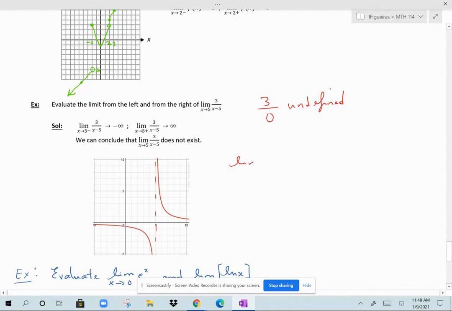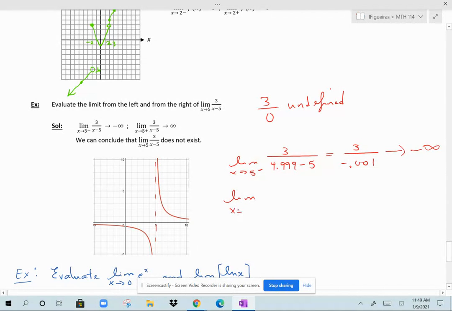If I'm on the left side of 5, I'm going to pick a number to the left of 5 that's very close to 5, 4.999 minus 5. That gives me 3 over -0.001. So when you're dividing 3 by a negative number like this that's close to 0, that becomes a very negative number. It's approaching -infinity.